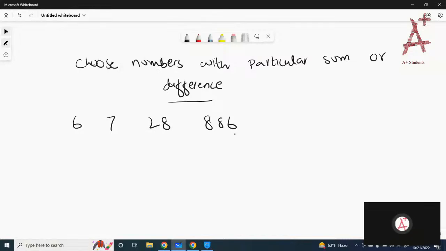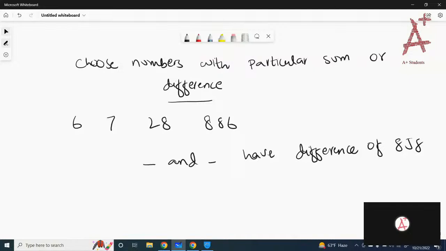The question is, choose two numbers from the box to complete the sentence. You need to find two numbers that have a difference of 858. You need to find two numbers that when subtracted, their difference is 858. Got it? So how can you find the one? You need to choose the numbers out of the given numbers.